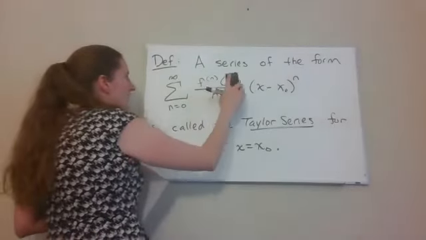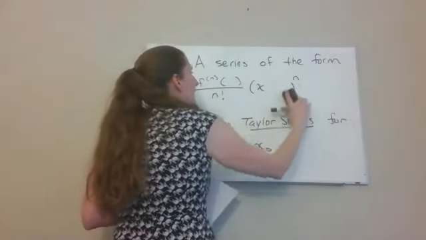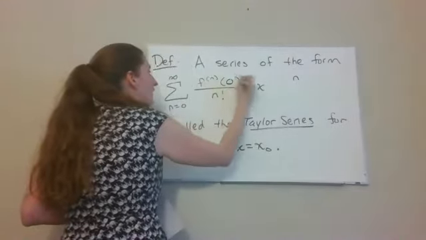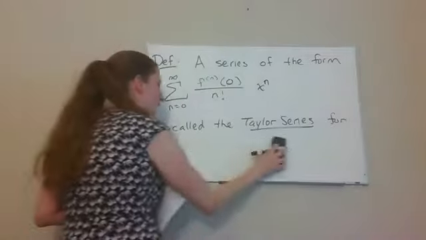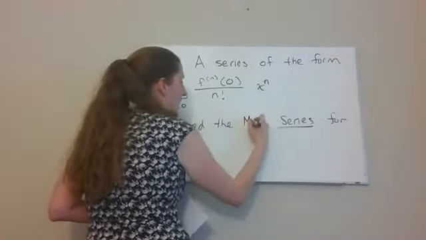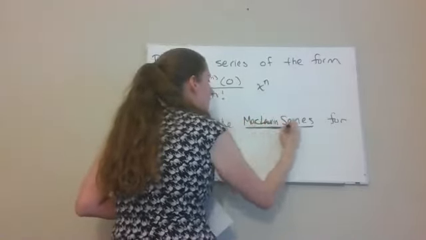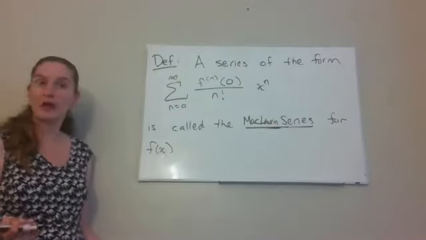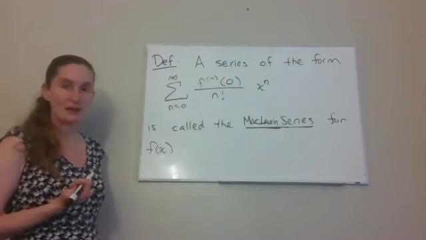Our other definition is for a MacLaurin series, and it's really not that different either. The only difference is that MacLaurin series are centered at 0. So our MacLaurin series for f of x looks exactly like our MacLaurin polynomials. It's just it goes up to infinity instead of stopping at a certain point.